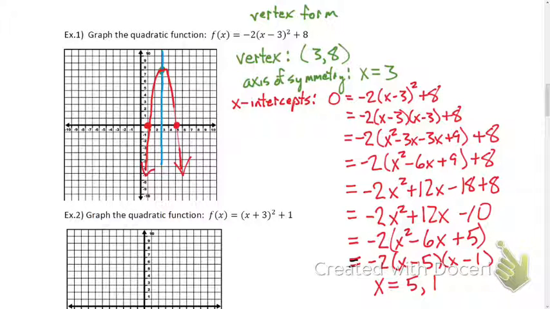So as you get more experience with this, you can go a little faster. You can skip some steps. But factoring, if you can factor, sometimes you can't factor it, is a good way to find the x-intercepts. Let me show you one other way on the calculator.